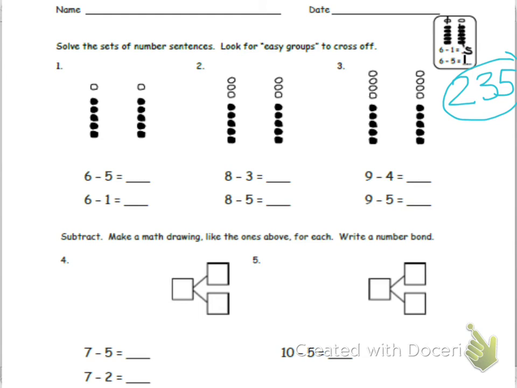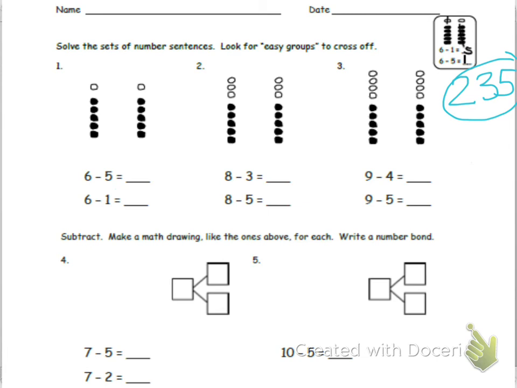All right. So now, I'm going to go over the directions. They give you the picture for both. So this one shows you two number sentences, 6 minus 5 and 6 minus 1. We have to show both of those. So for 6 minus 5, you would cross out 5 and write the answer right here. For 6 minus 1, just cross out 1 and then write the answer on the line. Okay? You'll do that for the first three.